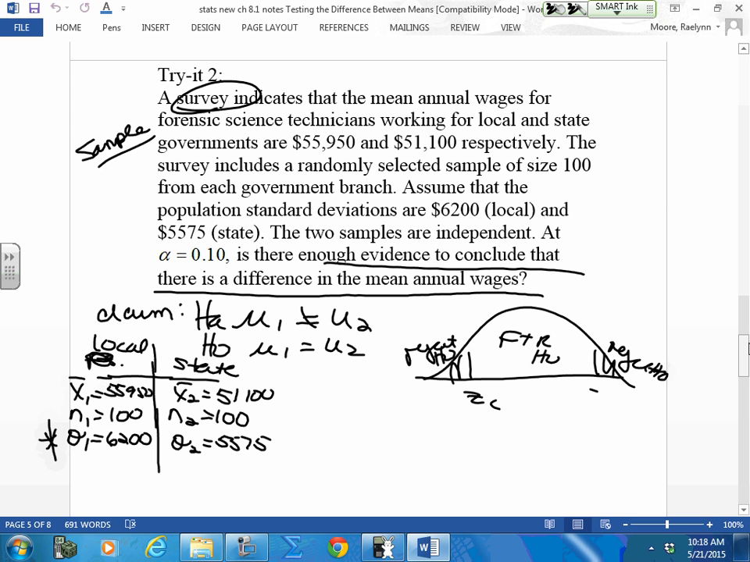You've got to find your critical values. So how do I find my critical values? Mariah. Put it in your inverse norm, and because you have two tails, what do you have to do? Divide by 2. Good. So find me your critical values. Everybody does this. Negative 1.645. Good. And positive 1.645. Good.